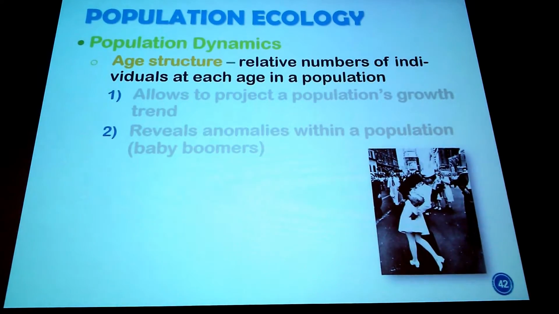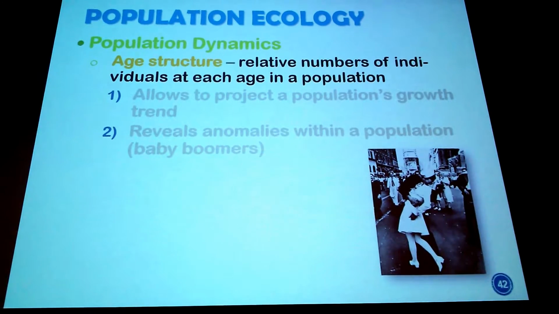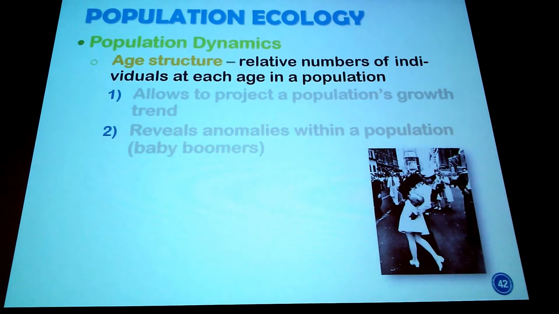Age structure, relative numbers of individuals at each age in a population. What kind of information does this tell us? What allows us to project the population's growth trend? It reveals anomalies within a population, like the baby boomers.